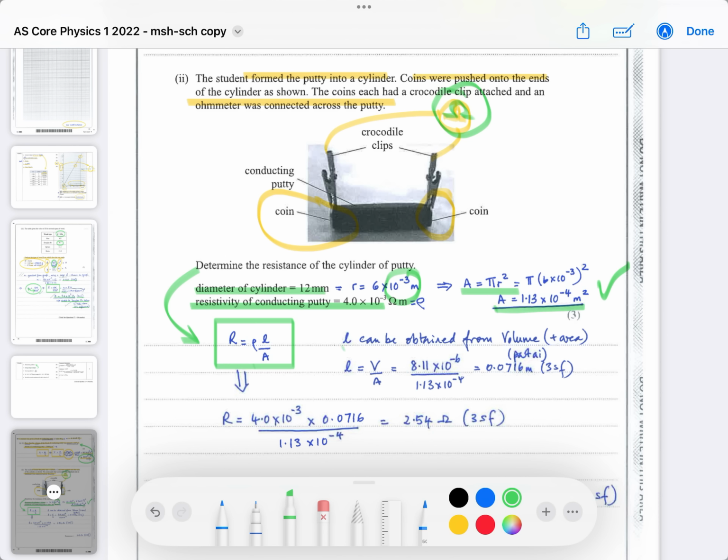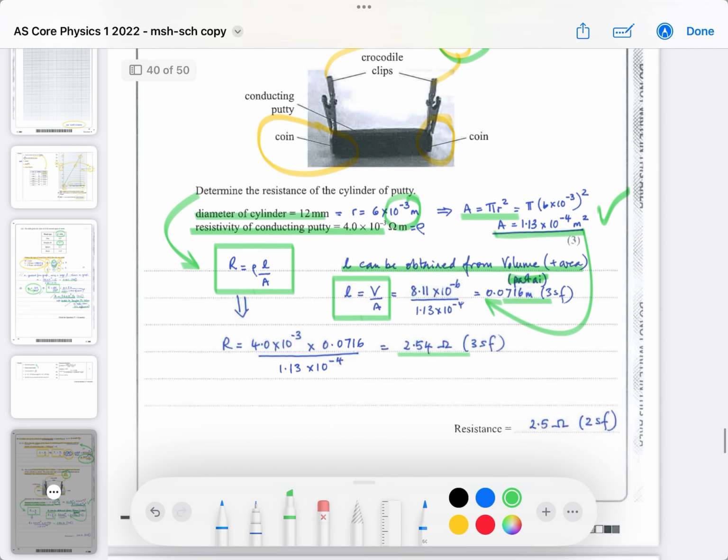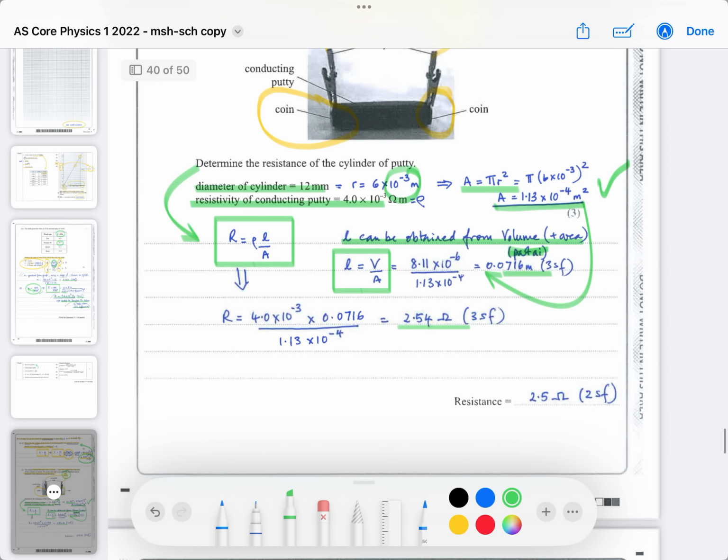And length can be obtained from the volume and the area. We know that length will then be the volume divided by the area. We know the volume from before. We just worked out the area, so you put the area into this equation, and the volume from the previous part, you get the length of 0.0716 to 3 significant figures. So the volume was known from part A1. And you get a resistance of 2.54 if you do the maths correctly. 3 significant figures, but you can round it up to 2 because the data provided is only known to 2 significant figures.